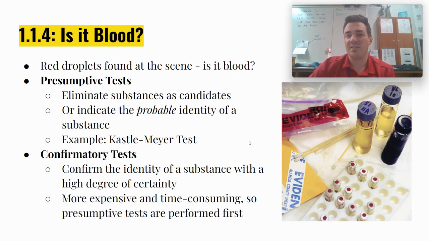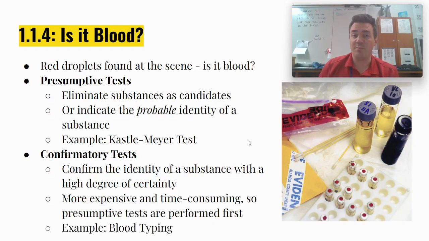So we don't want to waste a lot of time, energy, manpower, money, resources, etc. doing confirmatory tests if we could have done a quick, easier, cheaper test to figure out that something is not blood, right? If we do the presumptive Kastle-Meyer test and it comes back not blood, there's no point going on and doing the other test that we're going to likely do, and that would be blood typing.